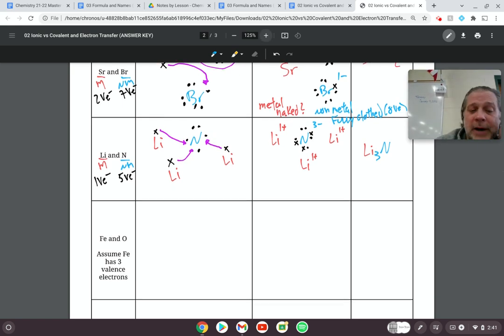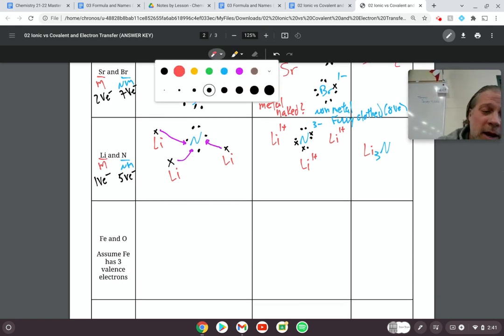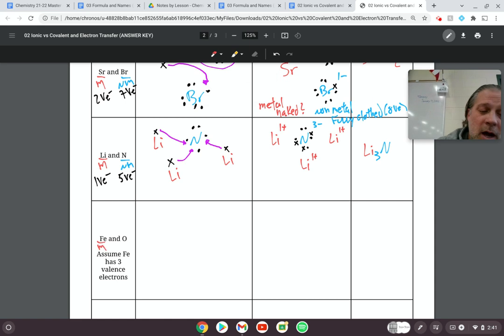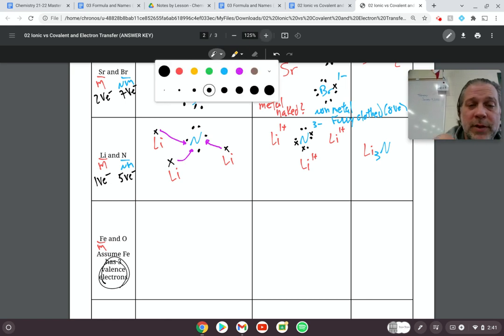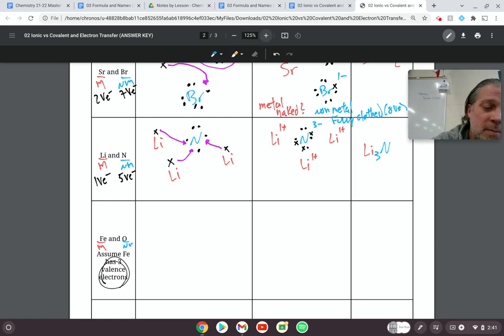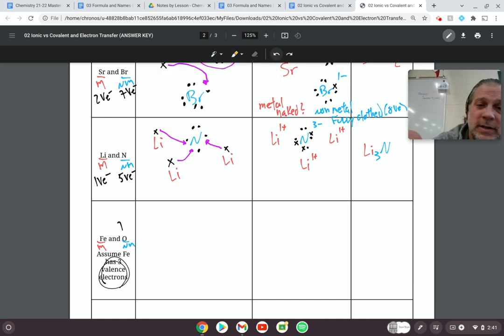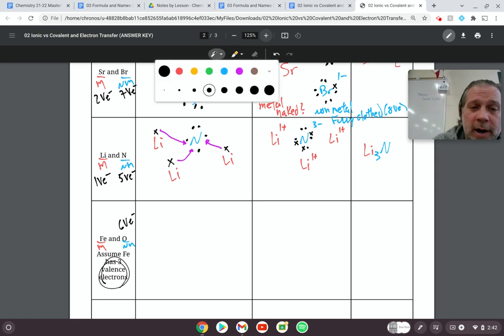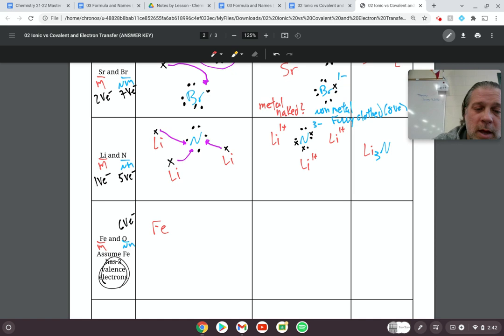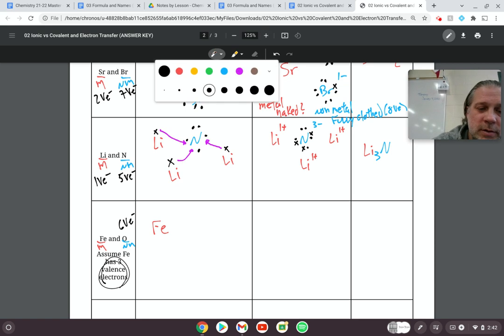The next one is iron and oxygen, and I know that iron is my metal, and I've been told that it has 3 valence electrons. So that's pretty important there because iron is a transition metal, and we don't know the number of valence electrons for that. Oxygen is my nonmetal, and according to oxygen's location on the periodic table, that has 6 valence electrons. So I'm going to start by drawing 1 iron with its 3 valence electrons.